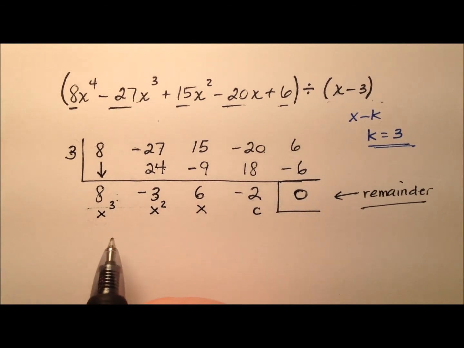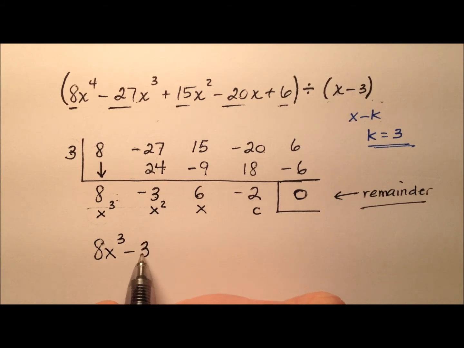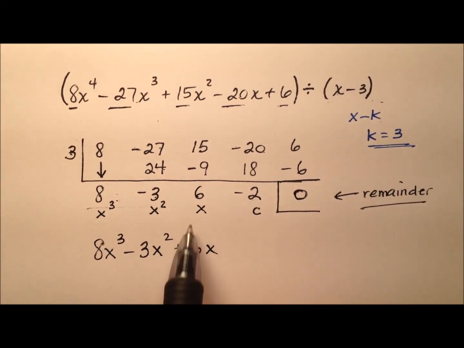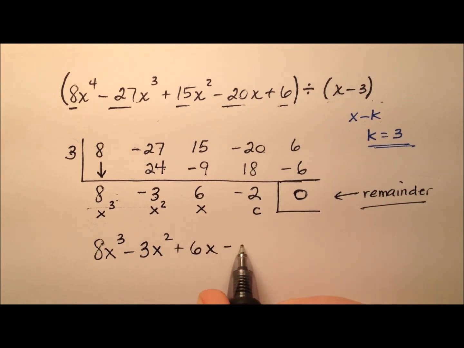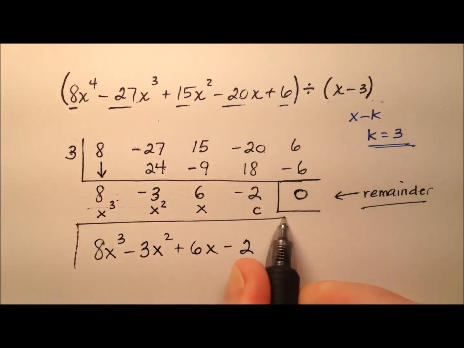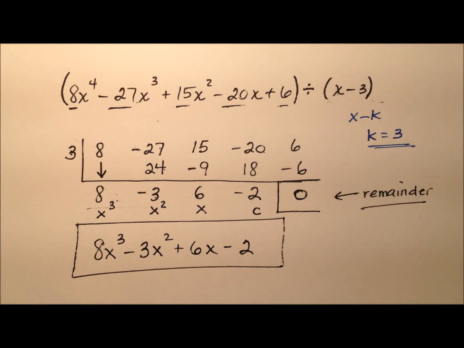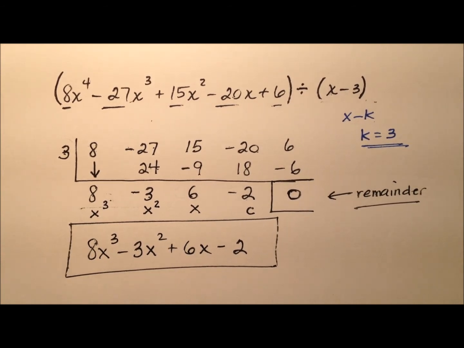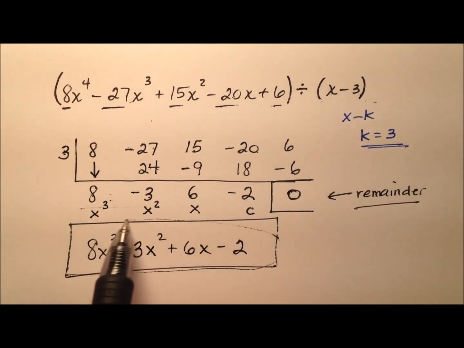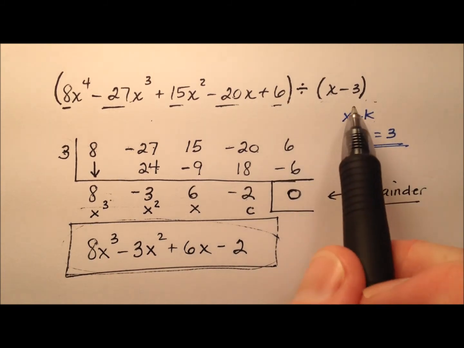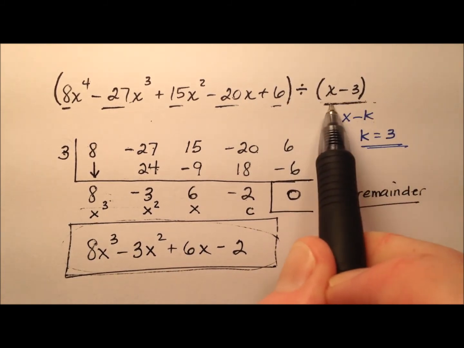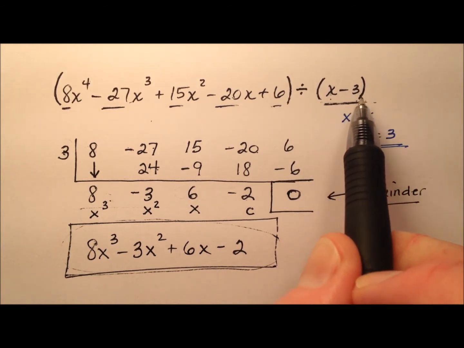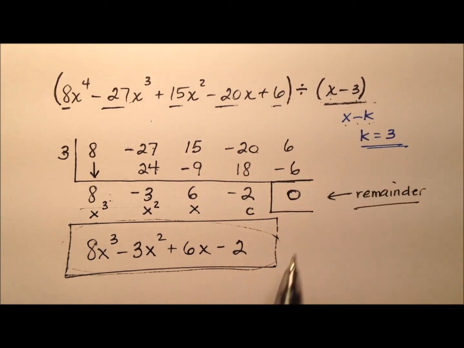Okay, so let's go ahead and write this. It's 8x cubed minus 3x squared plus 6x, and again we put the plus because this is positive, and then minus 2 for our constant right there. And so here we have the quotient, and this is just kind of an alternative approach to using long division for polynomials. But once again, this is good traditionally for linear binomials in the form x minus k.